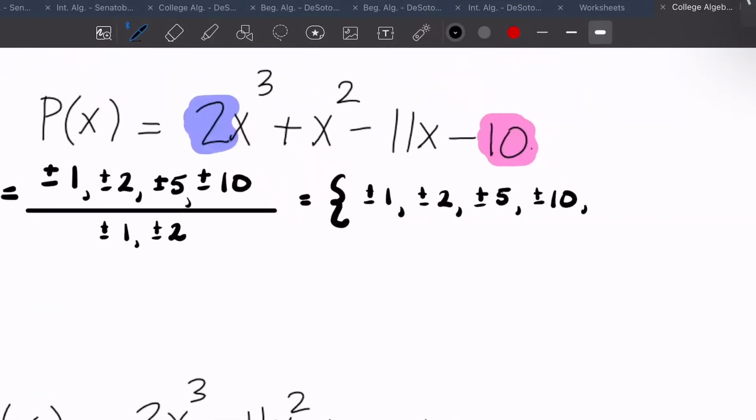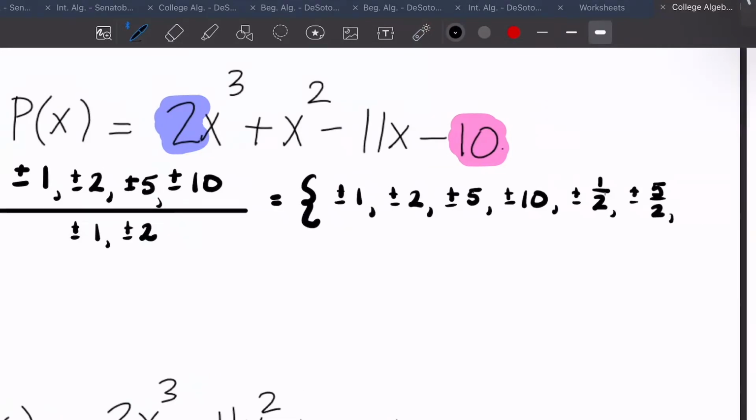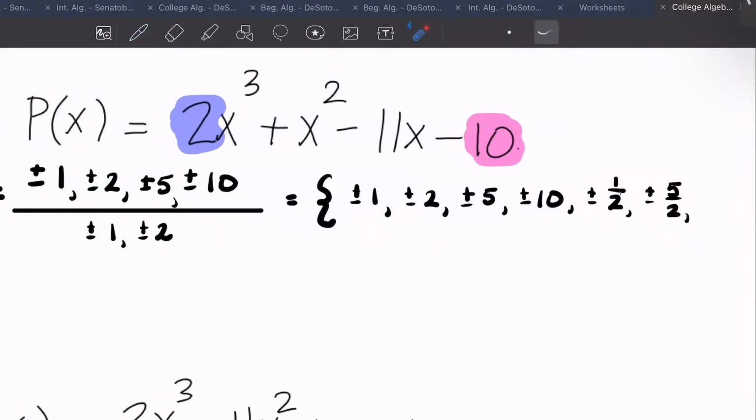Now I'm going to do over 2. So 1 over 2 is 1/2. 2 over 2 is 1. That's already accounted for, so I'm good. 5 over 2. 10 over 2 is 5, and I've already accounted for that also.